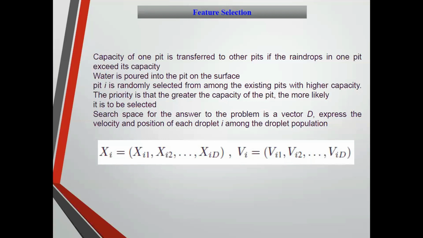So condition, if the search space for the answer to the problem is a vector D, that means it accesses the velocity and position of droplet I. So that's why this is one of the important equations. In that case, you can find out Vi and Xi, which provide data on the current velocity and position of the droplets respectively. Okay.